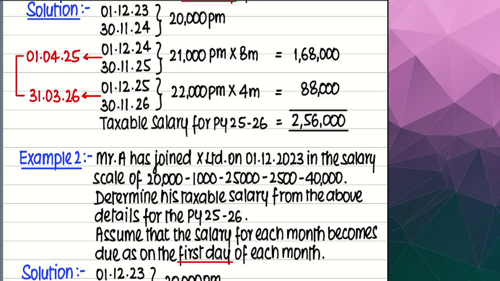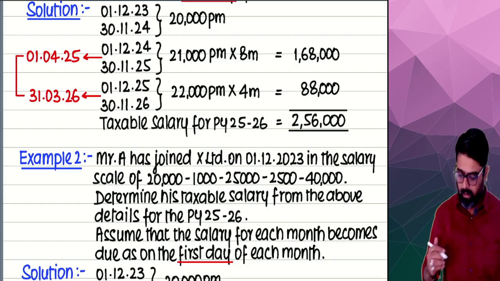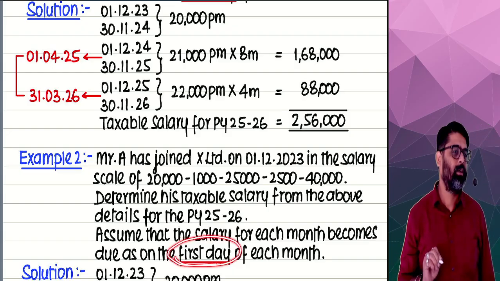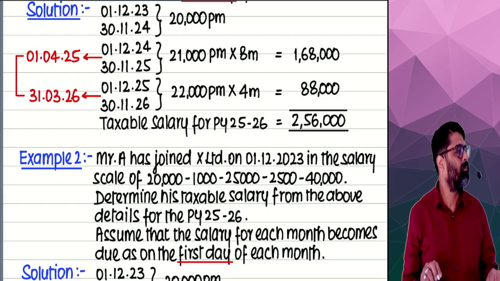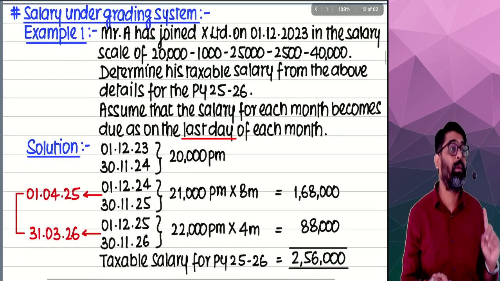For how many months are you calculating salary? 12 months only, no? Only 1,000 will be reduced. Only one piece of information is changed, and see, it can put you in trouble in the exam. Did you understand the earlier one? Tell me yes or no.